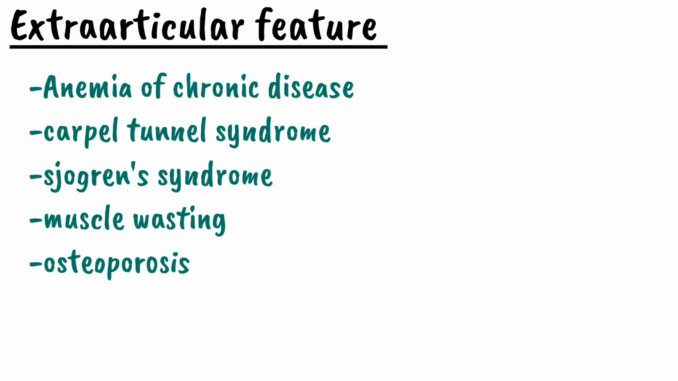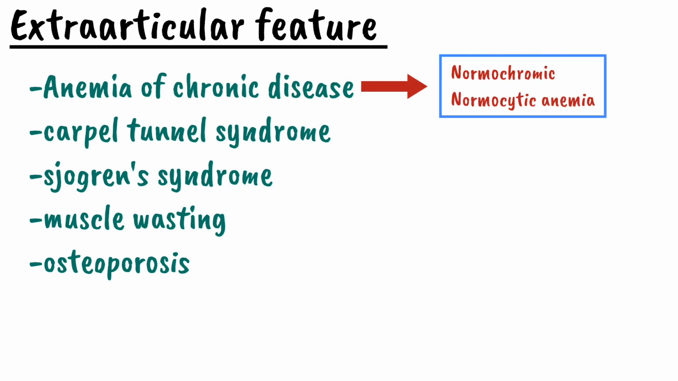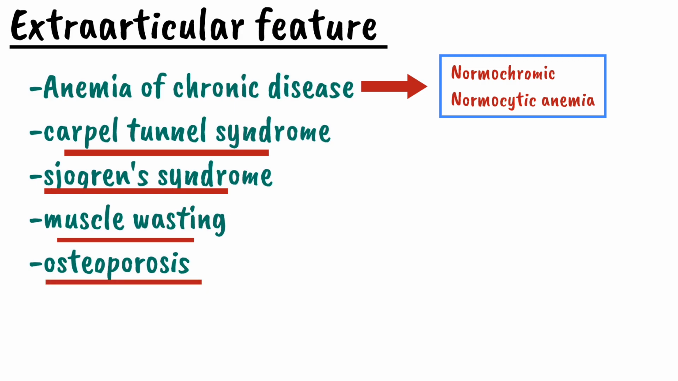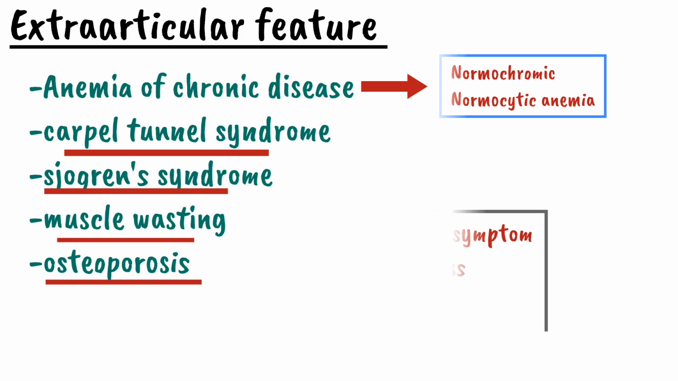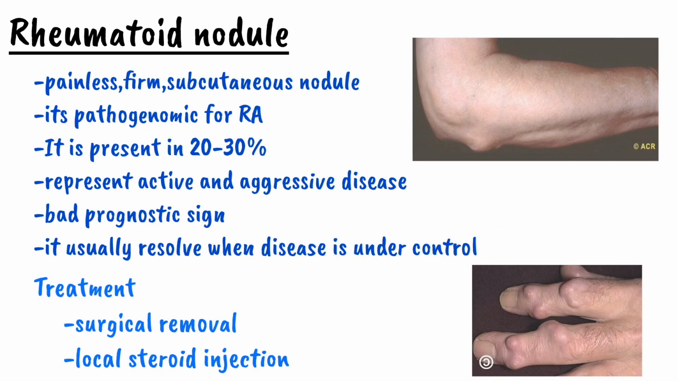It can also cause the anemia of chronic disease, which is a normochromic normocytic anemia. It can cause carpal tunnel syndrome. It can cause Sjogren syndrome. It can lead to muscle wasting and osteoporosis. Remember that along with articular and extra-articular manifestations, it can also cause generalized symptoms such as weight loss, fatigue, and malaise. Another extra-articular manifestation of rheumatoid arthritis is the rheumatoid nodule.